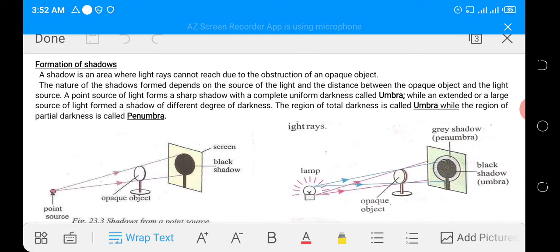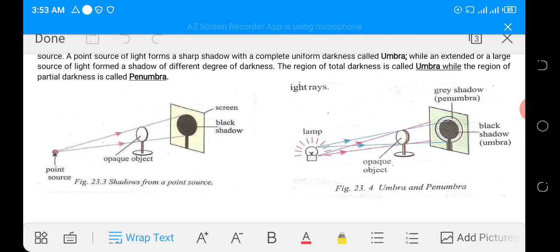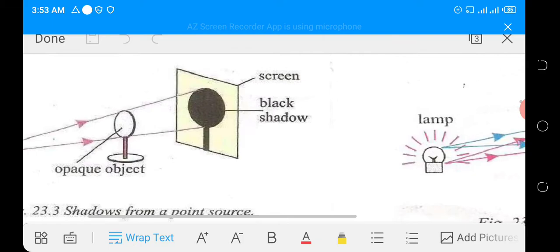Let me read. The nature of the shadow form depends on the source of the light and the distance between the opaque object and the light source. A point source of light forms a sharp shadow with a complete uniform darkness called umbra, while an extended or a large source of light forms a shadow of different degree of darkness. The region of total darkness is called the umbra, while the region of partial darkness is called the penumbra. Let me show you what they are saying in this diagram. Let's look at the first diagram.